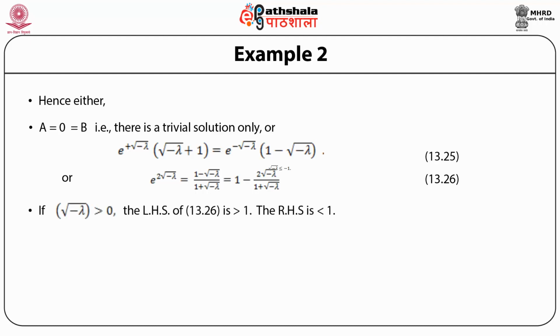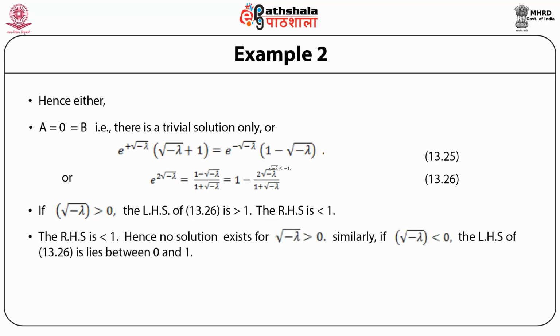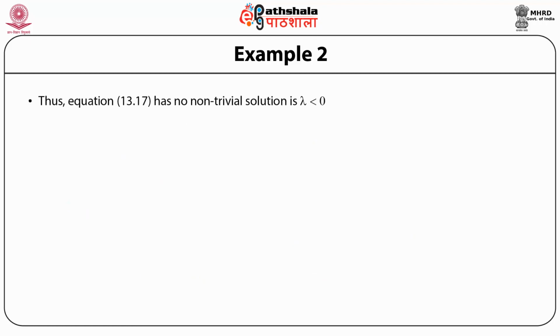If square root of minus lambda is greater than 0, the left hand side is greater than 1, while the right hand side is less than 1. Hence, no solution exists for square root of minus lambda greater than 0. Similarly, if square root of minus lambda is less than 0, the left hand side lies between 0 and 1, and the right hand side is greater than 1. Thus, the equation has no non-trivial solution for lambda less than 0.